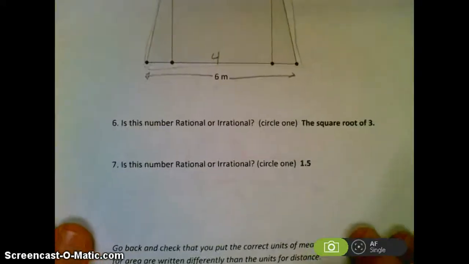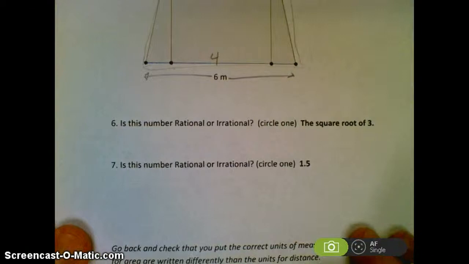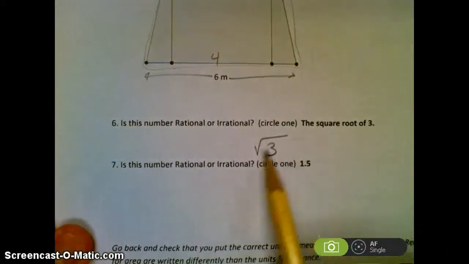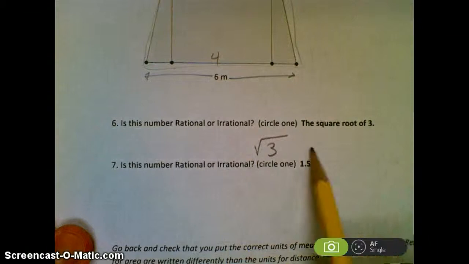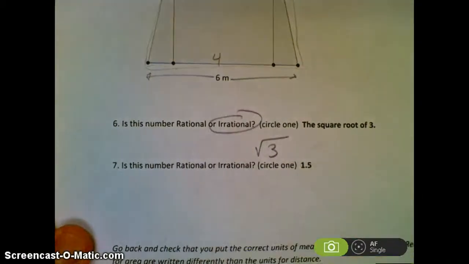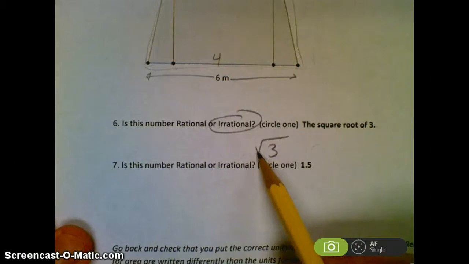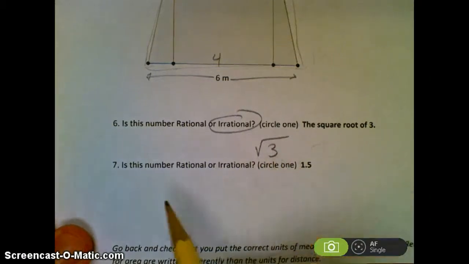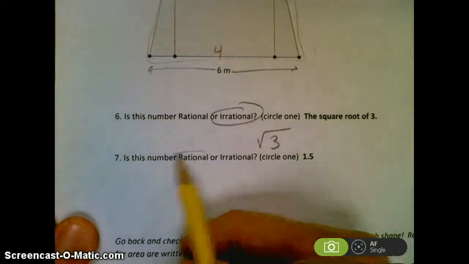Number 6. Is this number rational or irrational? Square root of 3 looks like this. If you put it into your calculator, it's going to go on forever. I mean, it goes all the way to the end of the calculator. It's irrational. And the definition of irrational, one of them was the square root of a number that is not a perfect square.